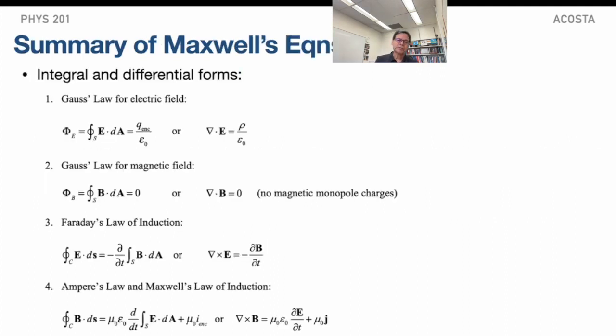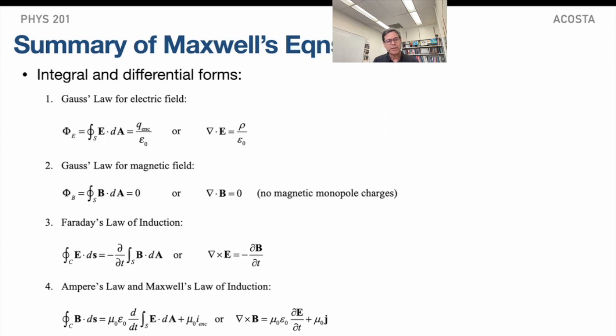Okay, before we get started, let's summarize and review Maxwell's equations, both in integral and differential forms. So the first one listed here is Gauss's law for the electric field, and that can be written as a surface integral, meaning the flux enclosed by a surface is equal to the charge enclosed by that surface divided by the permittivity of free space, epsilon naught. The differential form, where you use the divergence theorem, is that the divergence of the electric field is equal to the charge density divided by epsilon naught.